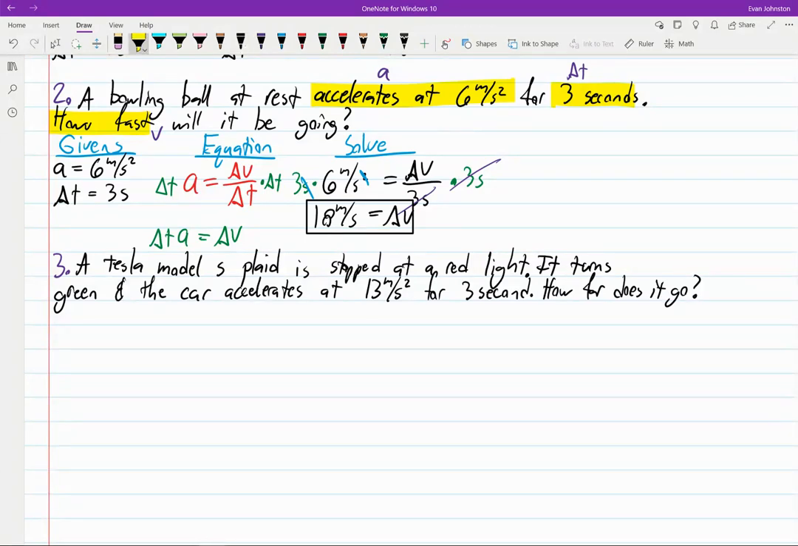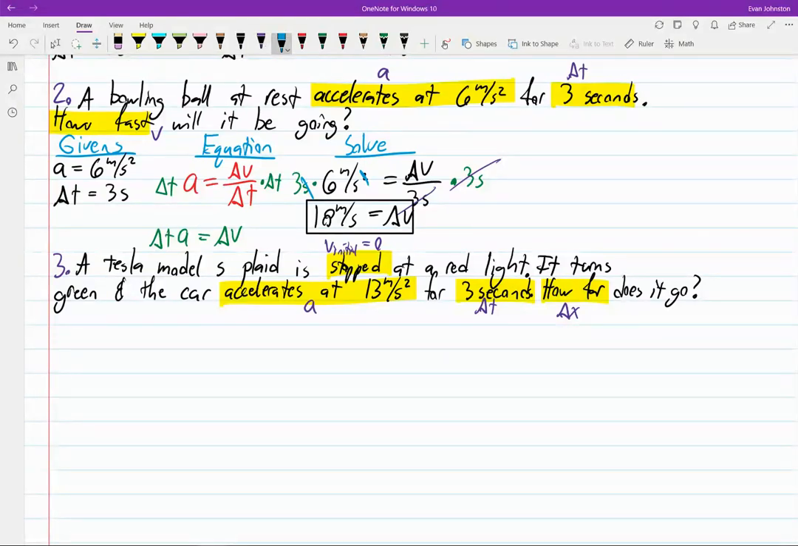So let's break this down. It stopped. Okay, so we know the initial velocity: V initial is 0. That's pretty sweet. The car accelerates at 13, so we know A. For 3 seconds, so we know the delta T. And what is it asking for? How far. How far is like a distance, so that's actually asking us for delta X, or essentially X. Like, how far has it gone?